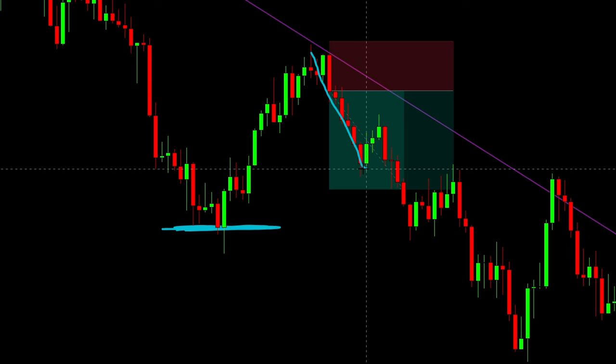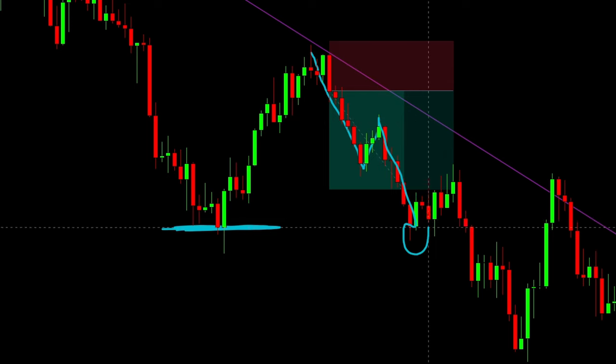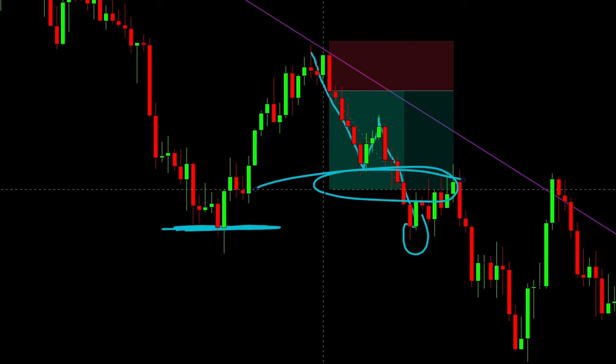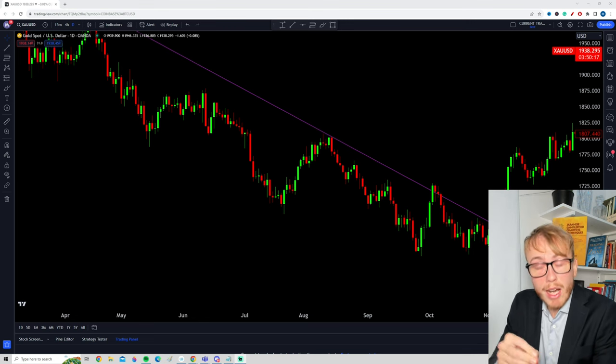The price started to move in our direction right away. It saw a small bounce here, but after a few more candles, we locked in some nice profits. Now I want to talk about something that can improve our odds of winning trades even further.